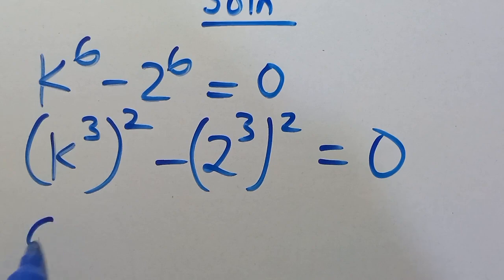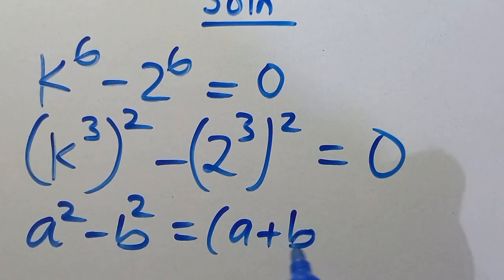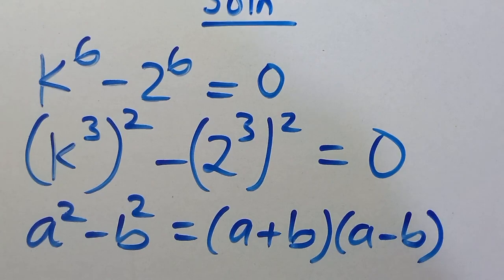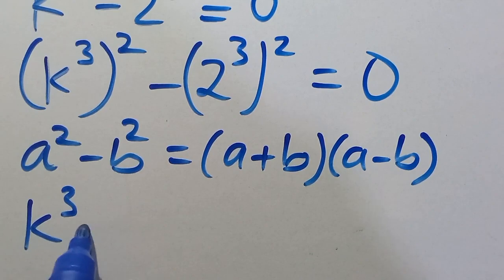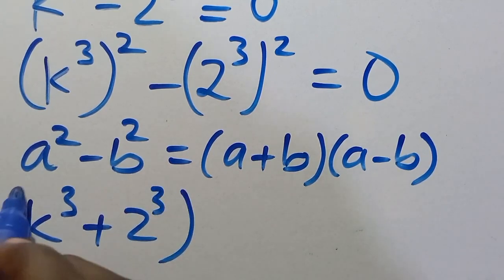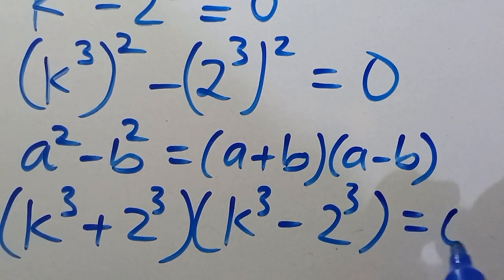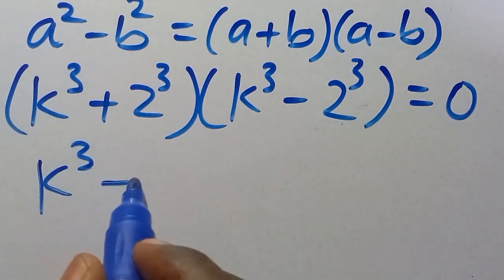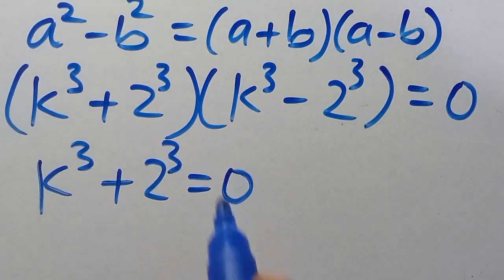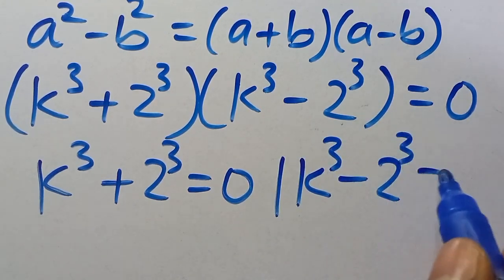So recall that when we have a square minus b square, it equals a plus b in parentheses multiplied by a minus b in parentheses. So here it will be k to the power of 3 plus 2 to the power of 3 in parentheses multiplied by k to the power of 3 minus 2 to the power of 3, then equals 0. So for this expression to equal 0, either k to the power of 3 plus 2 to the power of 3 equals 0, or the second, k to the power of 3 minus 2 to the power of 3 equals 0.